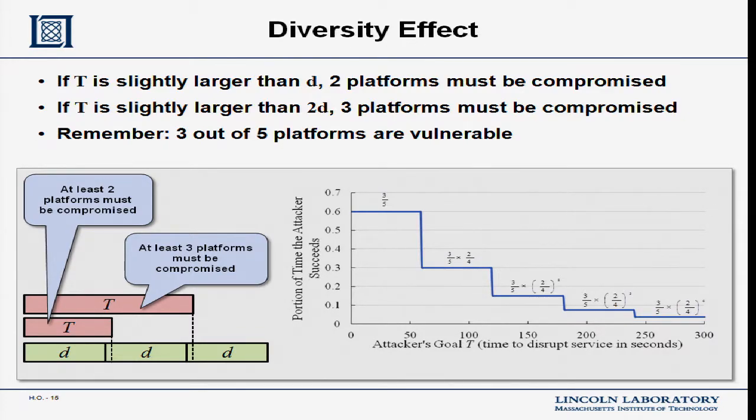So if the attacker's goal is very small, they only need 1 platform to win. And that probability is 3/5 because 3 of our 5 platforms are vulnerable. If they need 2 platforms, that probability is 3/5 times what is left. We don't repeat the platforms, so 4 platforms are left, 2 of them are vulnerable, so times 2/4. And then so on. That's why we are seeing these downward steps in the results, because these are the thresholds where the attacker's goal passed the duration of 1 platform, 2 platforms, 3 platforms, and so on.